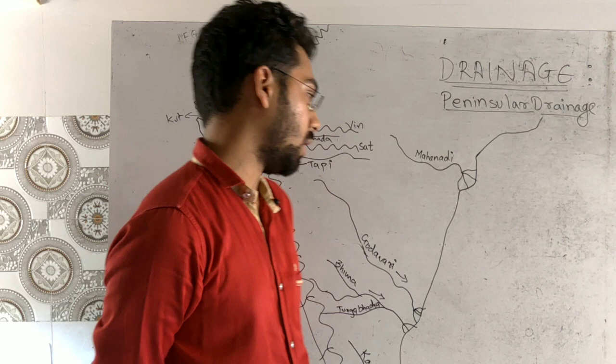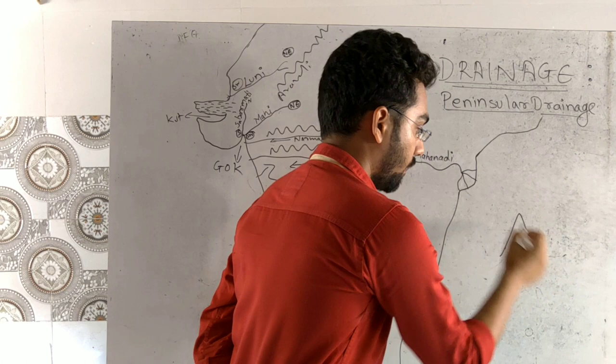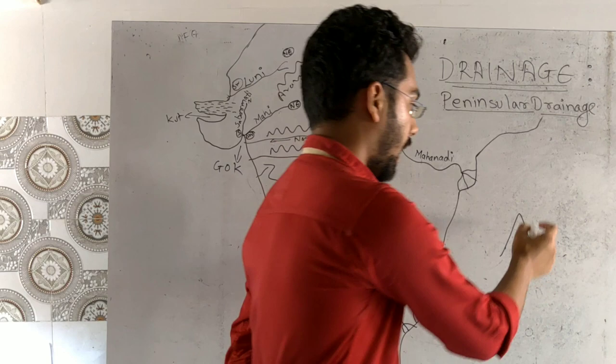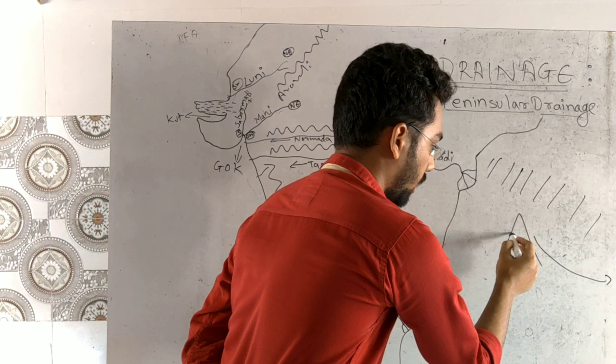From the Western Ghats, what we can conclude is that the Western Ghats form a major water divide. How? For example, this is the Western Ghat, and if there is rainfall, precipitation over here, what happens? The water coming through this side will go this way and meet the Bay of Bengal, and water accumulating from here will meet the Arabian Sea.